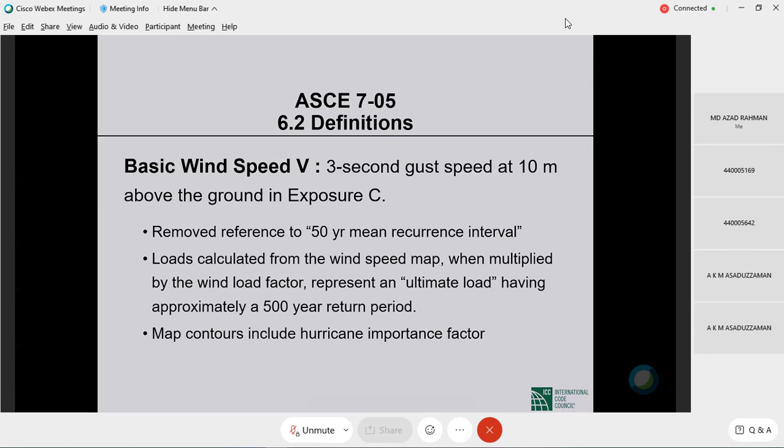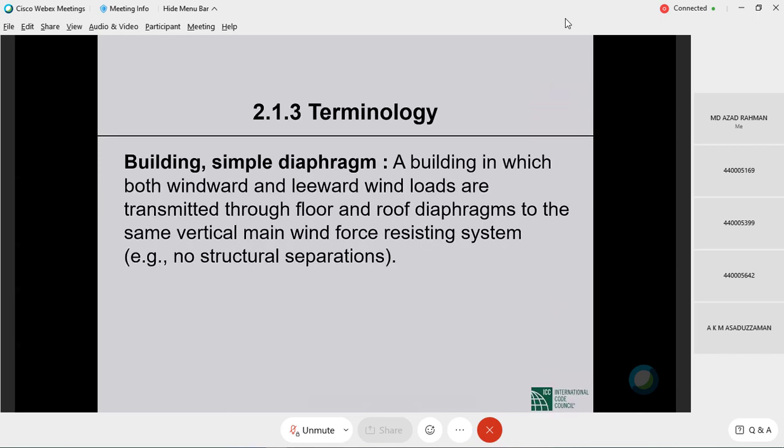AC 705 says loads calculated from the wind speed map, when multiplied by the wind load factor, represent an ultimate load having approximately a 500-year return period. So that's what AC 705 defined as the basic wind speed, something that resulted in a 500-year return period ultimate wind load. This is a subtlety that you don't have to worry about. Stick with the BNBC definition, and that definition is 50-year return period. So here there is a difference between AC7 and BNBC 2020, and the AC7 thing you can simply ignore.